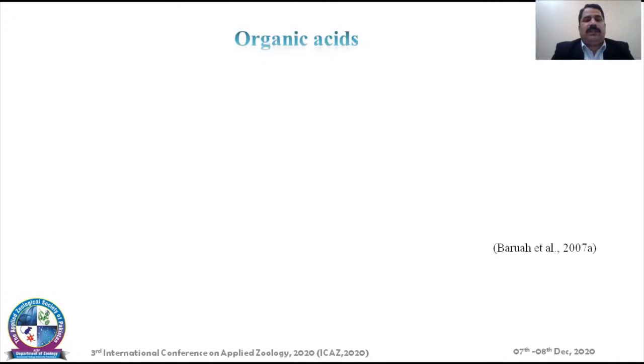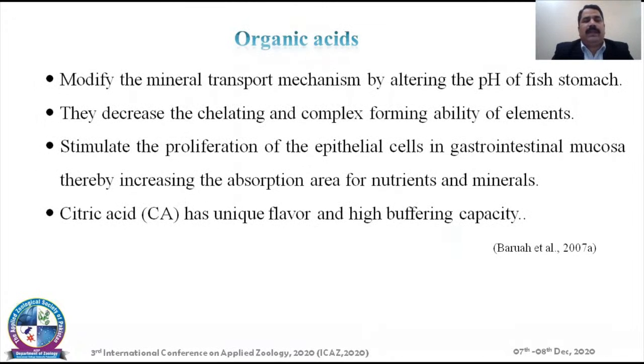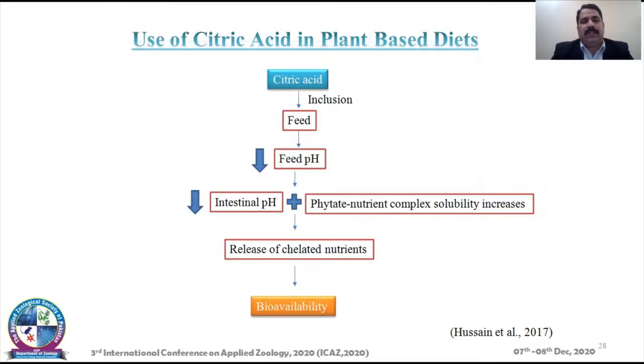The other supplement is organic acid like citric acid, which modifies the mineral transport mechanism by altering the pH of the fish stomach. It also decreases the pH of the fish feed. Citric acid has a unique flavor and high buffering capacity, and is being used on a large scale nowadays.